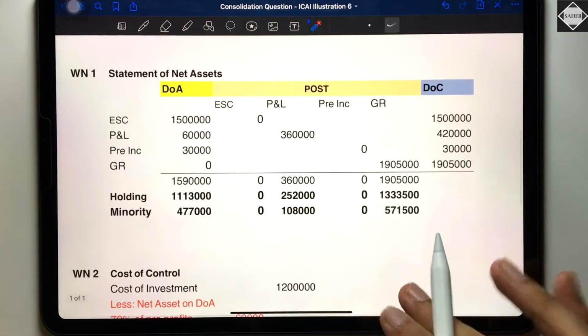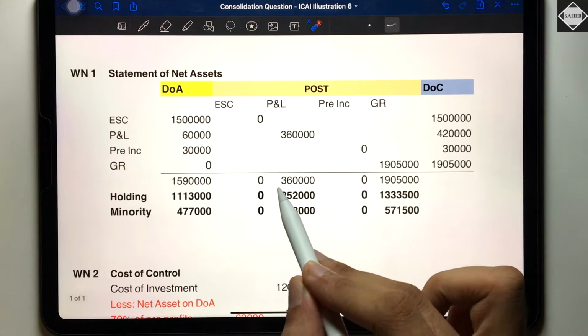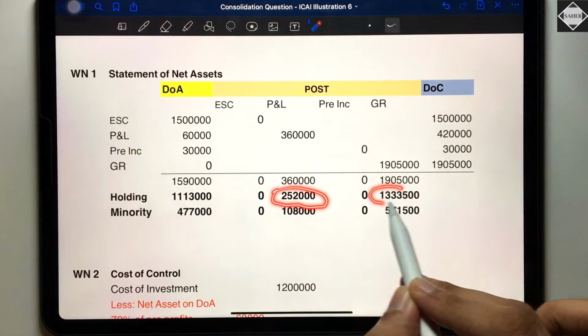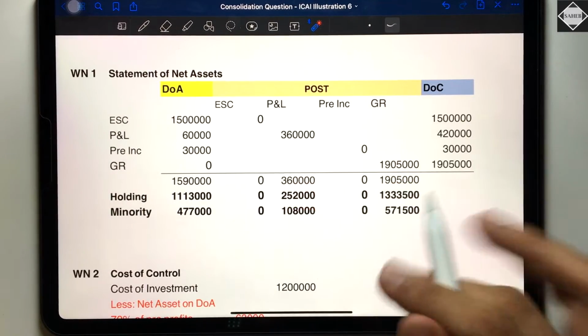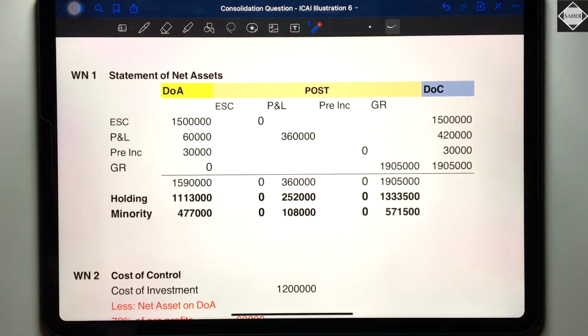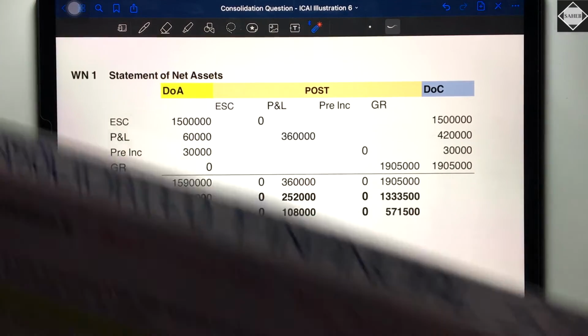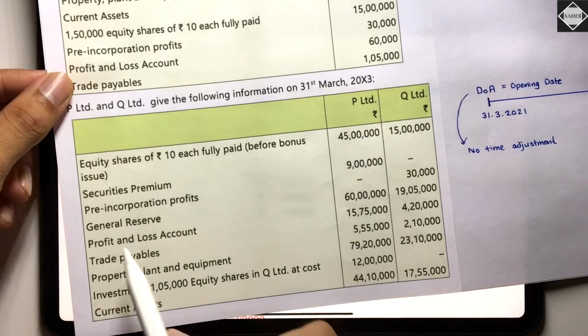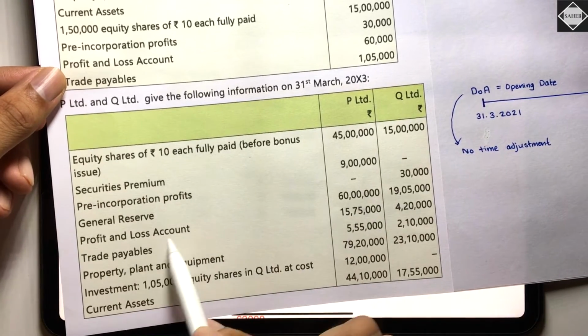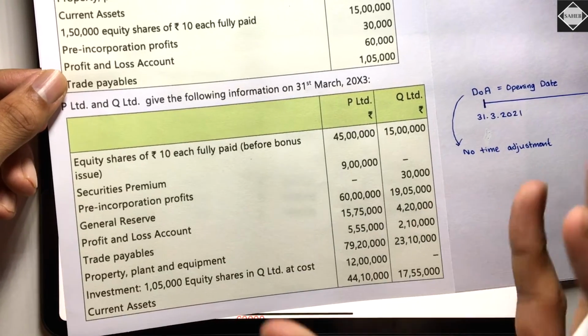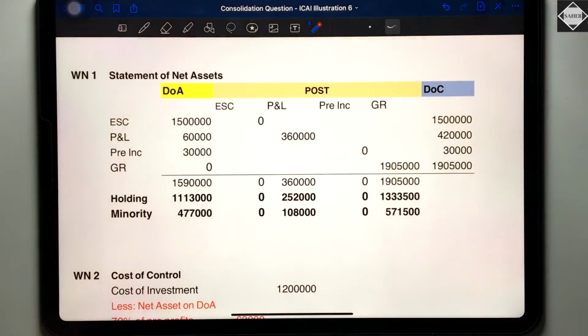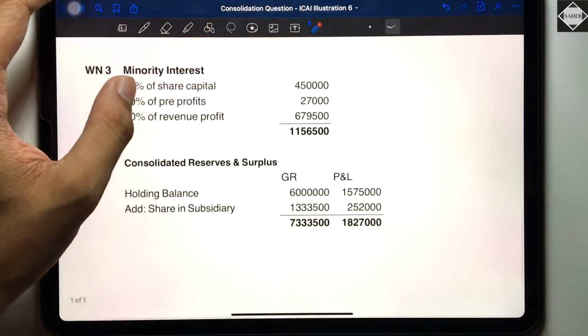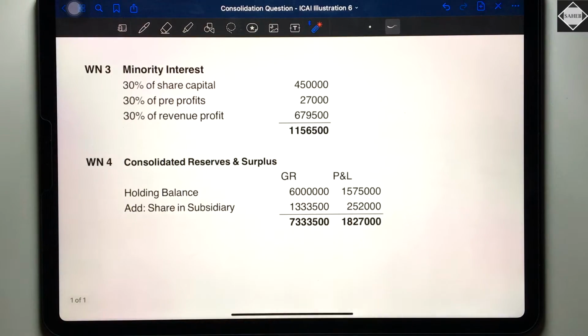Okay, see here. You have post P&L, that is 2 lakh 52, and here you have post general reserve. You have to add this with the holding balance. What is holding balance? Holding reserves. Holding reserves are, see here, general reserve 60 lakhs, profit and loss account 15 lakh 75. So you have to consolidate them in working note number 4. So just take the holding balance first, 60 lakh and 15 lakh 75.